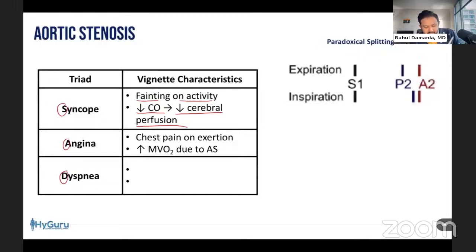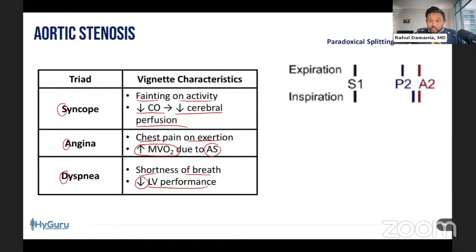Angina is going to come because the patient with aortic stenosis is going to have a high afterload state. Recall that the afterload is going to increase your myocardial oxygen consumption. If you have high myocardial oxygen consumption that is going to be greater than the coronary supply, you are going to get angina. And this in a vignette presents with chest pain on exertional activity. Patients also are going to have shortness of breath in aortic stenosis, and this is just due to the fact that they have decreased left ventricular performance.